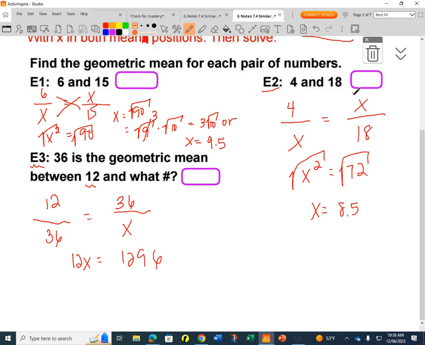It is when you divide by 12. So 108? No. You know you can just hit divide by 108. It is 108? Great. Thank you. So X is 108. Any questions?